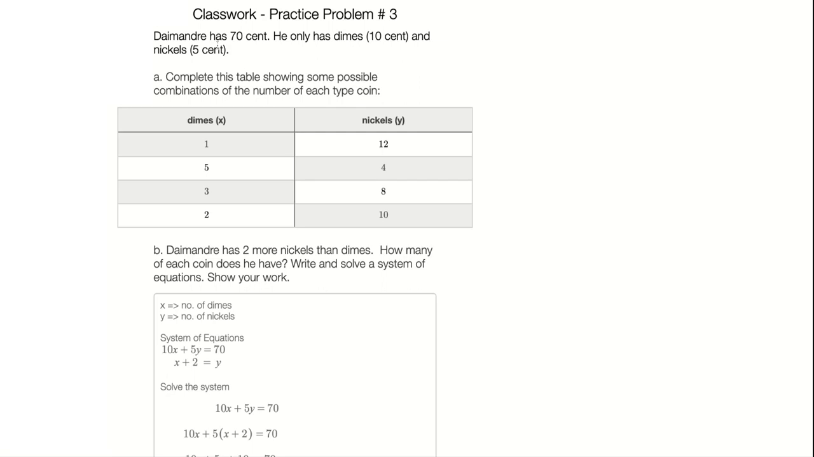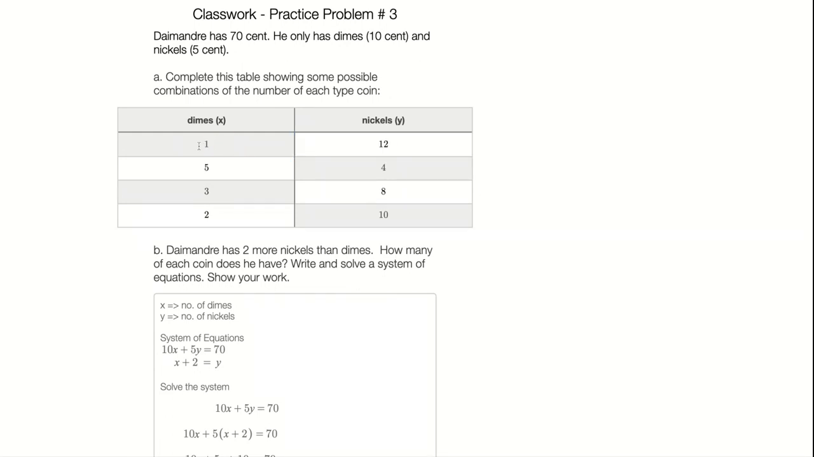For practice problem number 3, it says Damondre has 70 cents. He only has dimes, which we know are 10 cents, and nickels, which we know are 5 cents. Complete the table showing some possible combinations of the number of each type of coin. Okay, so we are given the one dime.